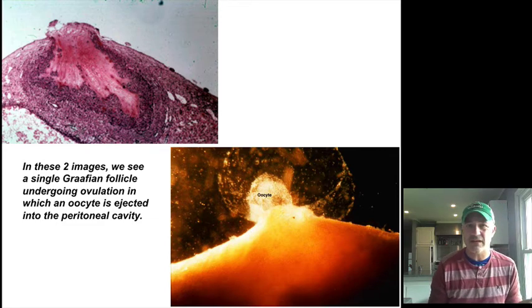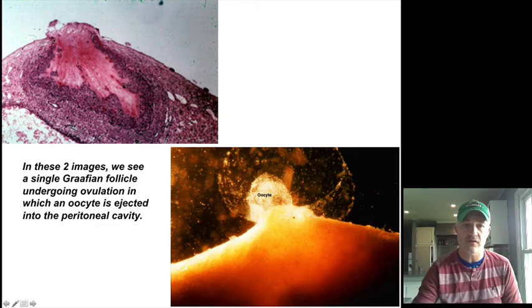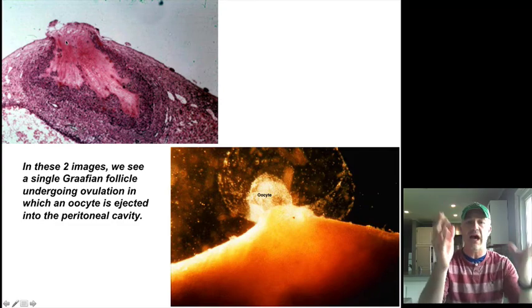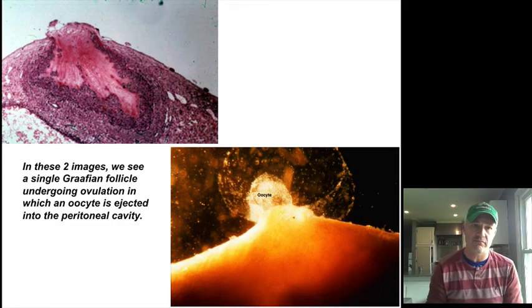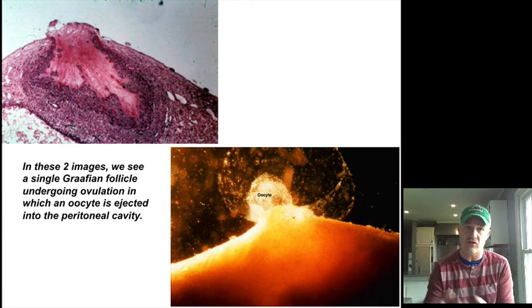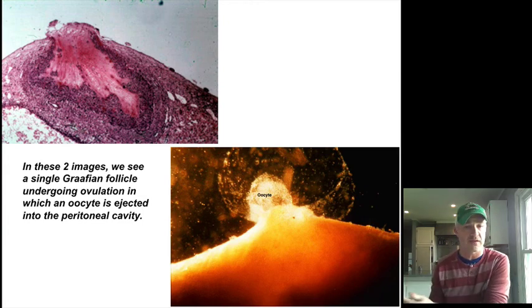Gross way to say it, but it's almost like a pimple popping in terms of what's happening here. The pressure builds up, and the connective tissue on the wall loses its structural integrity, and this bursts out through. We're then going to see the fallopian tubes are generating a current with their cilia that is going to draw that oocyte into the fallopian tubes and down to the uterus.